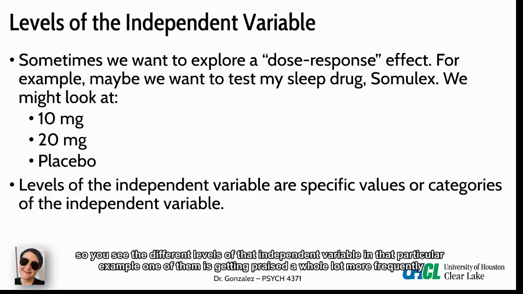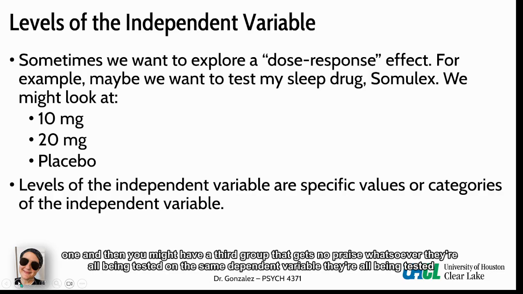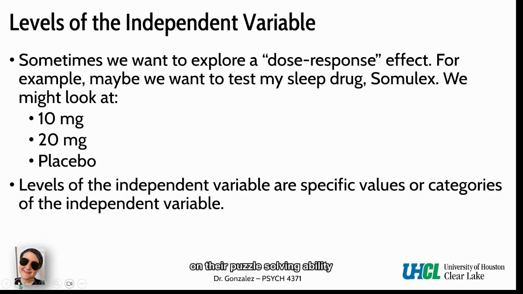So you see the different levels of that independent variable in that particular example. One of them is getting praised a whole lot more frequently than the other one. And then you might have a third group that gets no praise whatsoever. They're all being tested on the same dependent variable. They're all being tested on their puzzle solving ability.